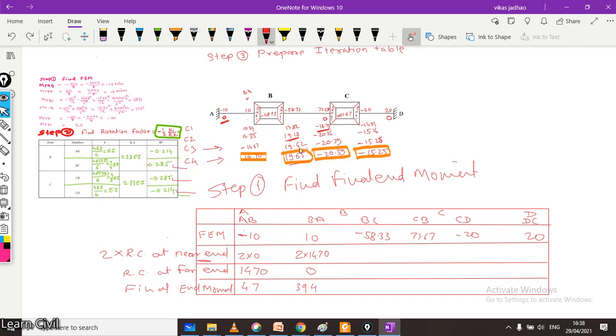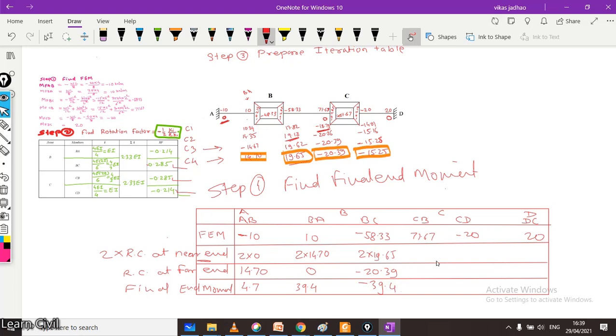Similarly for BC, the rotation contribution at near end, you can see for BC it is 19.65. So write down 2 into 19.65. Rotation contribution at far end is minus 20.39. So write down here minus 20.39. Take sum of all this, you will get the final end moment minus 39.4.